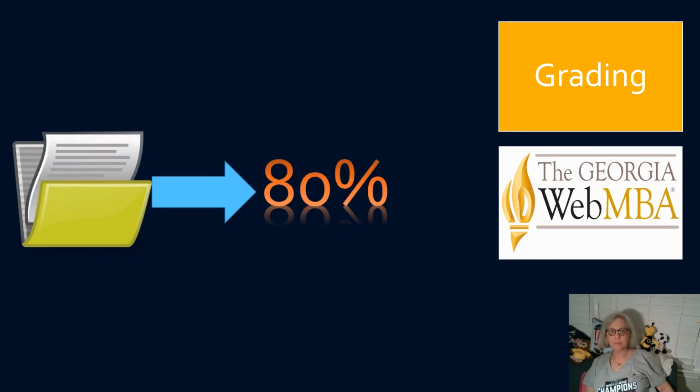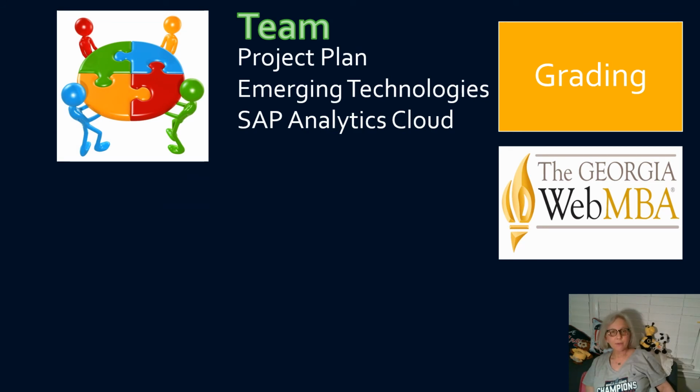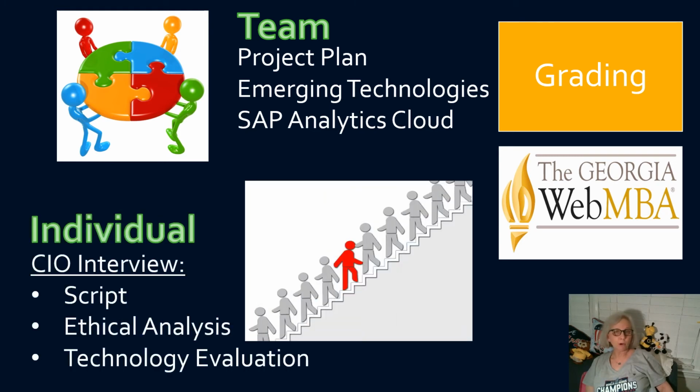The projects are 80% of the grade with 3 team and 3 individual assignments. The 3 team projects are the project plan using MS Project or any project app, the emerging technology project presentation, and the business intelligence SAP project. Individual projects build off the CIO interview with a script, an ethical analysis, and a technology evaluation. Details and grading guidelines on all assignments are available in D2L Brightspace.